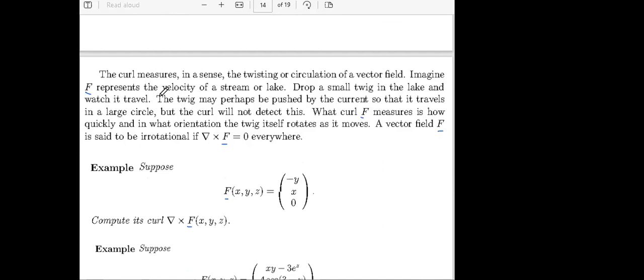So if you want to measure the circulation of the vector field at a certain point, you have to compute the curl. Here, look at it: drop a small twig in the lake, and the twig may be pushed by the current so that it travels in a large circle. The curl will not detect this. Curl measures how quickly and in what orientation it is rotating as it moves.